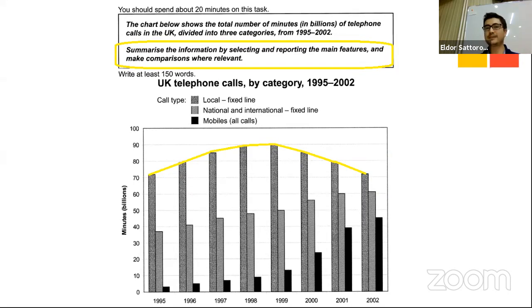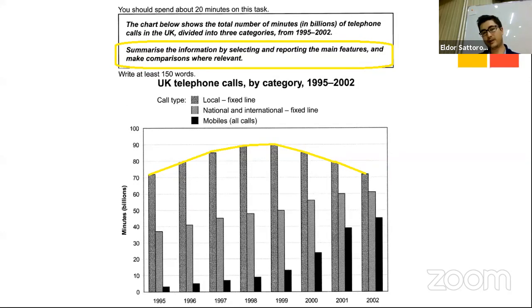If you're not selecting and reporting the main features, that means you are going a bit off topic. If you report every small detail, that would not be a summary. The same goes for the comparison. Yes, you are selecting and reporting the main features, but if you're not attempting to make any comparison throughout the writing, or you're making very little attempt to compare the data, then again, you lose marks for your task achievement.